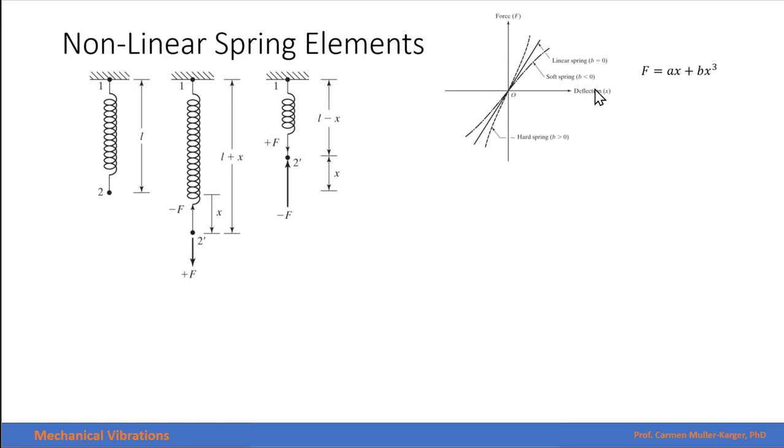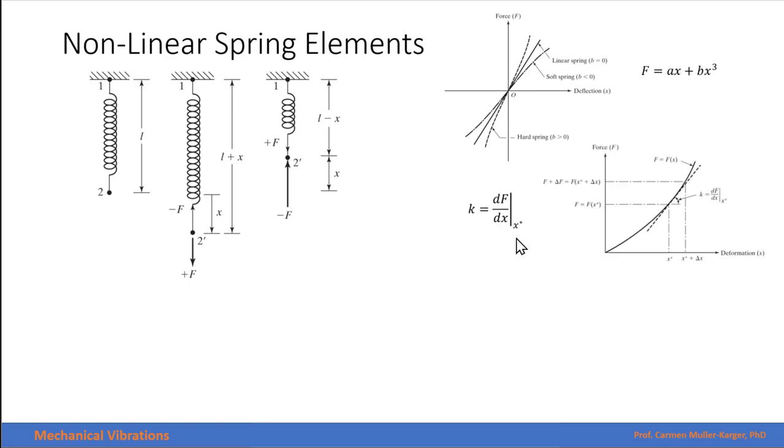It can be seen in this graph. This is the deflection and this is the force, and the force of the spring can be given by this expression right here. If the nonlinear spring undergoes small deflection, it can be replaced by a linear spring. We calculate the constant of the spring by the derivative of the force of the spring with respect to the displacement, evaluated at the position where we want to use our spring. That will probably be the equilibrium position of the system.